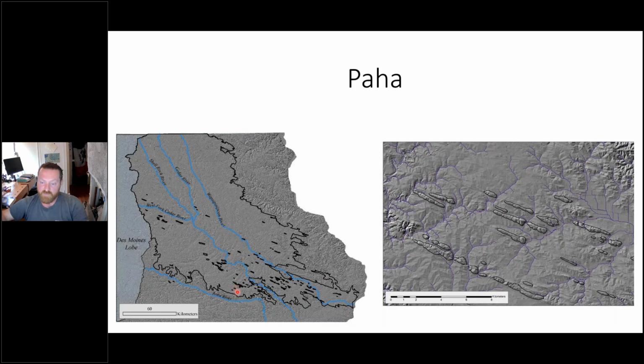And one of the unique things about Benton County is there's a lot of Paha, both on and off the Cedar River. And as you can see here, they cut across watersheds. So they can't be caused by running water, or else it'd be oriented to each watershed. So it has to be something different. And the thing that cuts across watersheds is wind. So they were formed by Aeolian processes or wind-dominated processes.